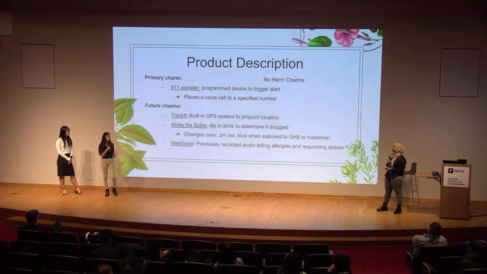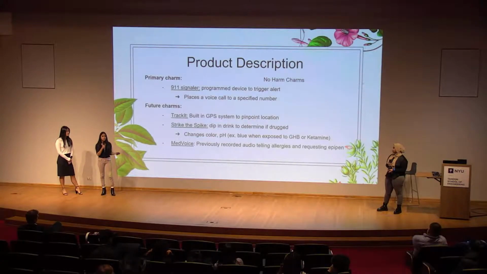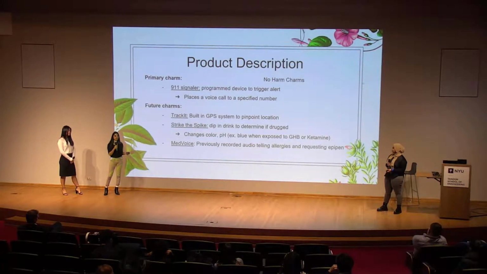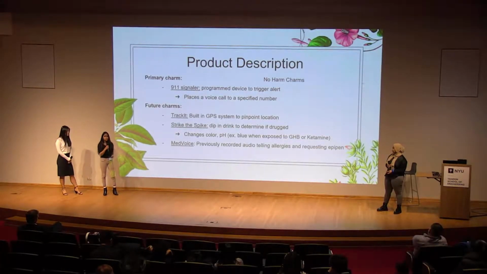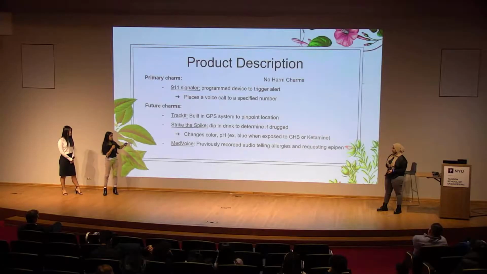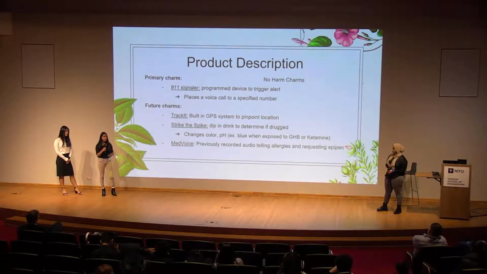So our primary charm consists of a 911 signaler that basically uses Arduino and a GSM shield that allows you to program a voice call, and it immediately sends this voice call to the police so that they can act accordingly. In the future, we hope to install and implement the Track It, which is a built-in GPS system that pinpoints your location and sends it to the police.